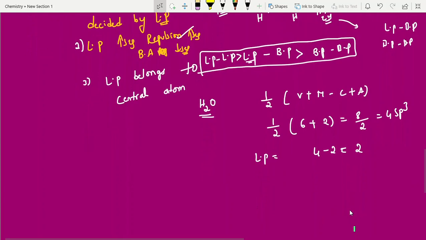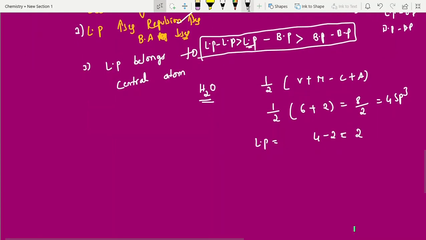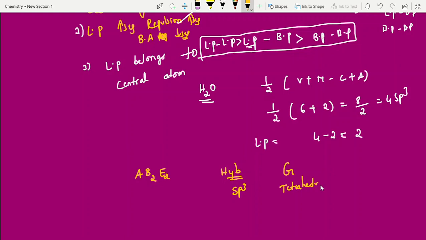See, hybridization is not changing, but lone pairs are increasing. Lone pairs increasing means what happens, students? It definitely changes the shape. So this is what we call AB2E2 type. Clear? And here, what is this? Two lone pairs, two bond pairs, on the central atom, as in the above case. So what is this? Hybridization sp3, geometry tetrahedral.